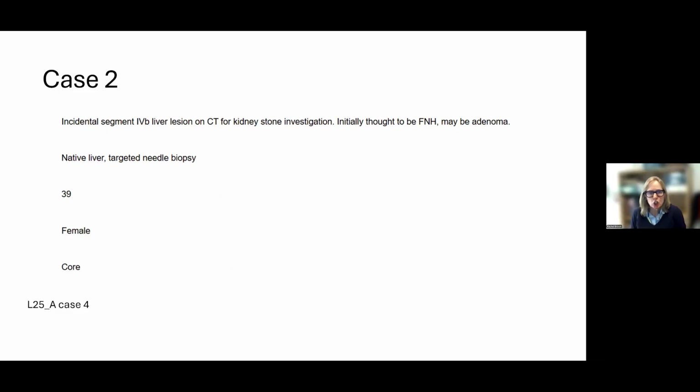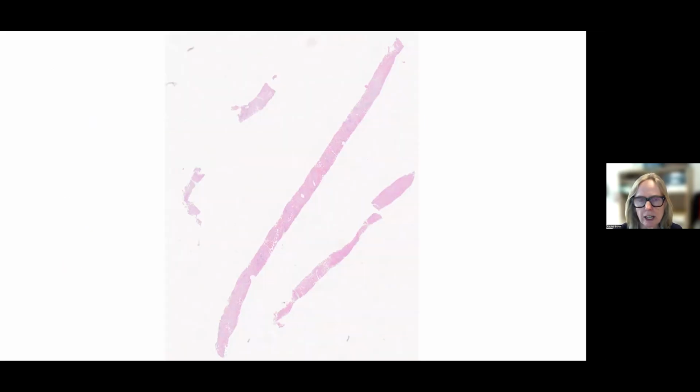Case number 2. So here's the history for this case. An incidental lesion, segment 4B of the liver, so a patient being investigated for another disease, kidney stones in this case, and initially thought to be FNH, but might be adenoma. So FNH, remember, focal nodular hyperplasia, as a mass-forming lesion, and it's biopsied. Female patient, young, 39, and there was some more information that I'm withholding just for now. Here are the cores, really generous sampling.